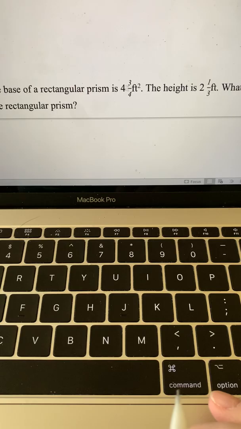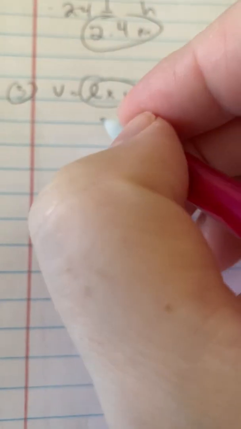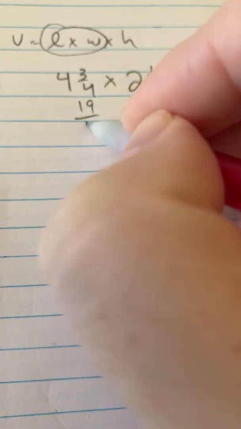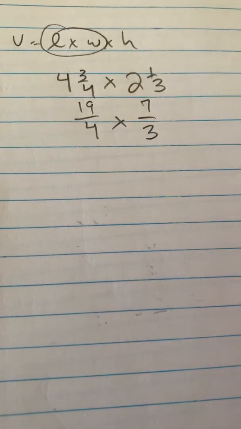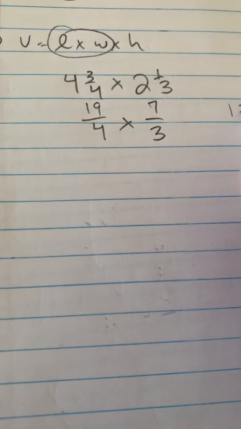Okay, one more that we need to check. Number 3. It says the area of the base is 4 3/4 and the height is 2 1/3. What is the volume? Volume equals length times width times height. It says the base is 4 3/4, so the length and width together is already 4 3/4 times a height of 2 1/3. Change these into improper fractions. 19 over 4 times 7 over 3. Can't do any simplifying, so I'm just going to have to do 19 times 7, which is 133 over 12.